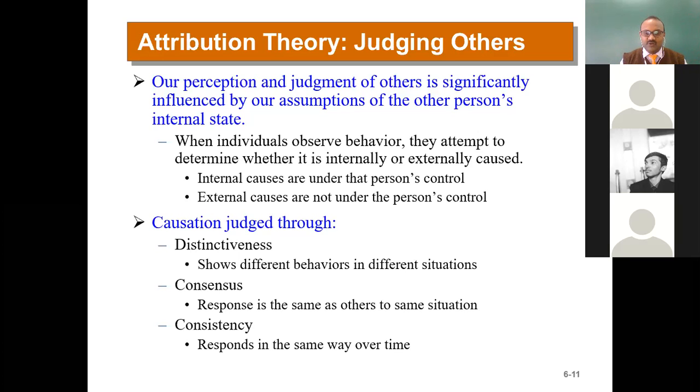So attribution theory looks at three aspects. One is distinctiveness. How different is the behavior? Is the behavior the same, or is it different in different situations? Same in all situations or different in different situations? Consensus. The response is the same as others. Just like the way others are behaving is how the individual is also behaving, right?